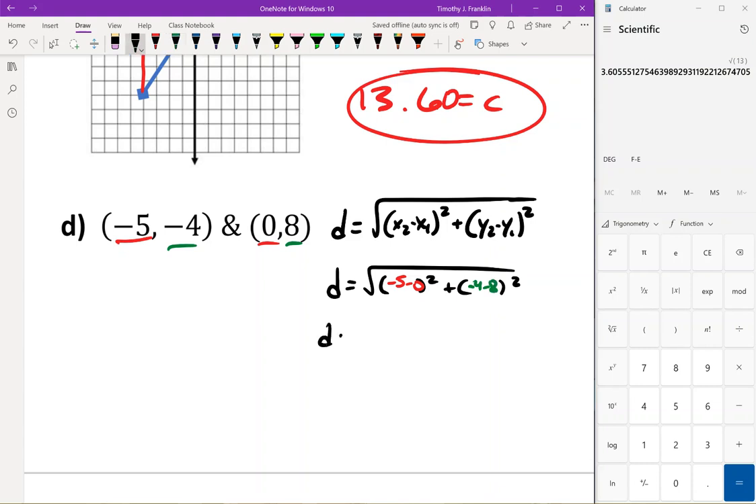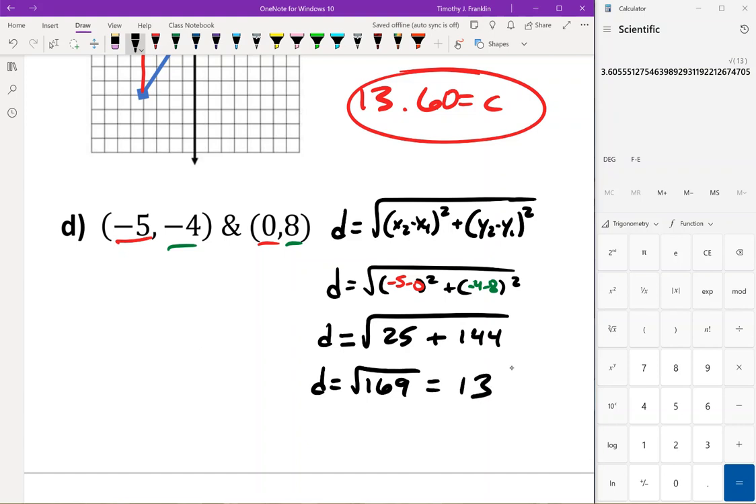Okay, so the distance is the square root of -5 minus 0 is -5. And -5 squared is 25 plus -4 minus 8 is -12. -12 squared is 144. So our distance is the square root of 169, which equals 13.